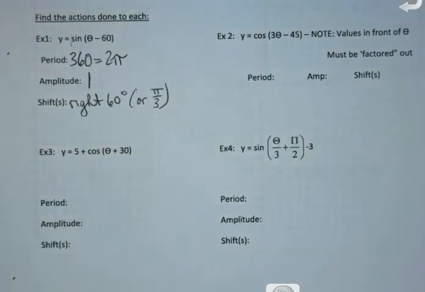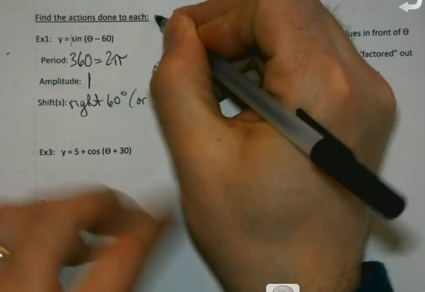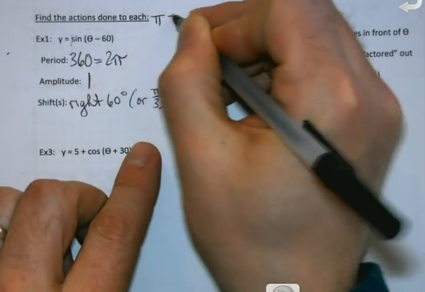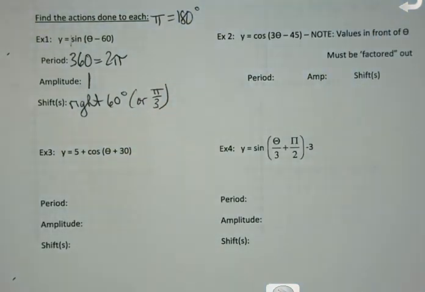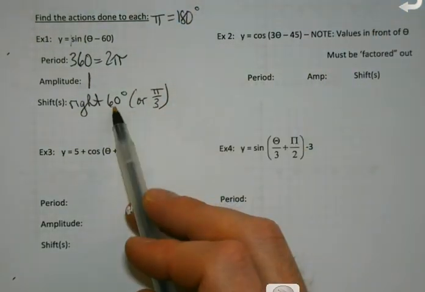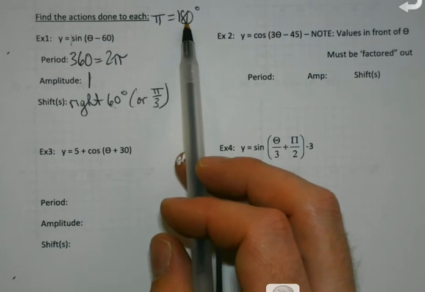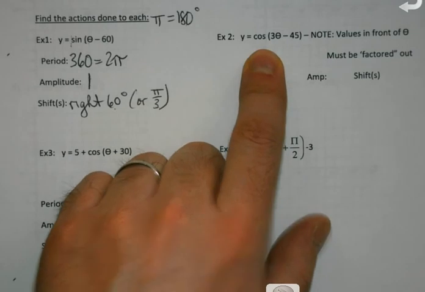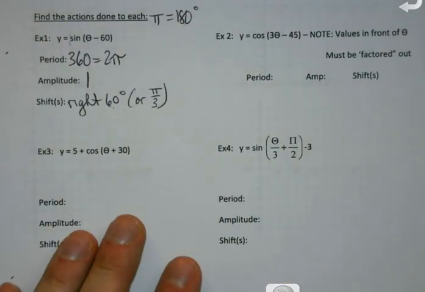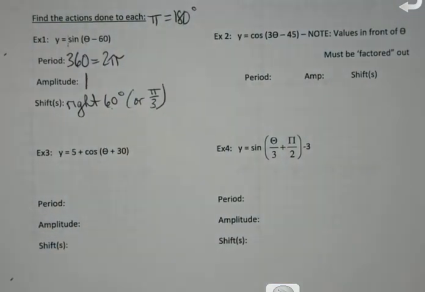Remember, if you're wondering where that pi over 3 came from, just remember that pi itself is 180 degrees. So if I wanted 60, 180 divided by 3 is 60. So that's a quick way of getting my radian value without having to do the times pi over 180 trick. Now, the second one, this is the one trick in this section. The one trick we have.